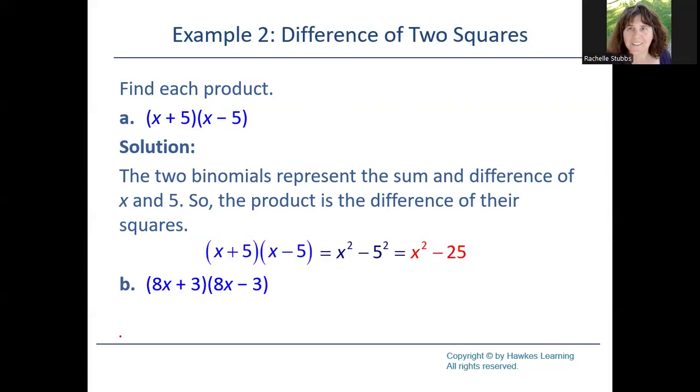Okay, I noticed on B, these terms are almost identical except for the middle. So I'm going to square the first term. 8x times 8x is 64x squared. And square the last one. 3 and negative 3, that's 9. And that's my answer right there.